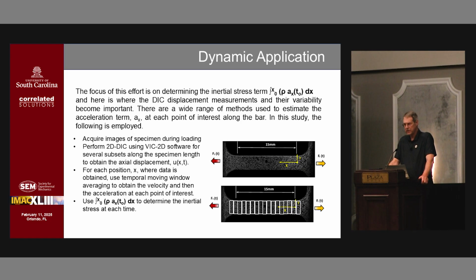Took data at each instant to get the displacements. Use those displacements at each instant, at each position along the length to extract the displacement field. And then I analyzed that first, to be sure what I saw made sense. And then I began to analyze that to get the velocities and accelerations. So that's the background. Once I get the accelerations, I use the integral at the bottom to get the inertial stress term.